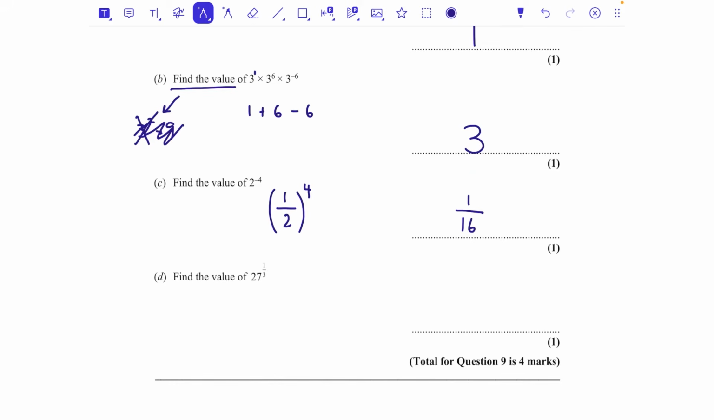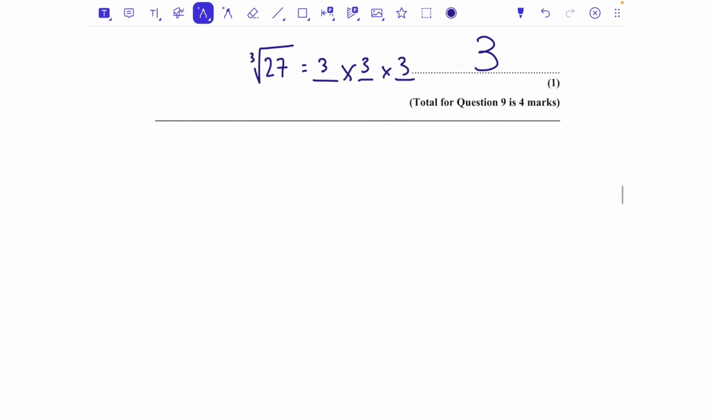That's absolutely fine. Find the value of 27 to the power of a third. Now when the power is a fraction, you root by the bottom, and then do the power of the top. So in this case, it's just going to be the cube root of 27. We'd then raise that to the power of 1, but that would keep it the same. So the cube root of 27 is asking you something times something times something that makes 27, and that is 3. So 3 is your answer there.